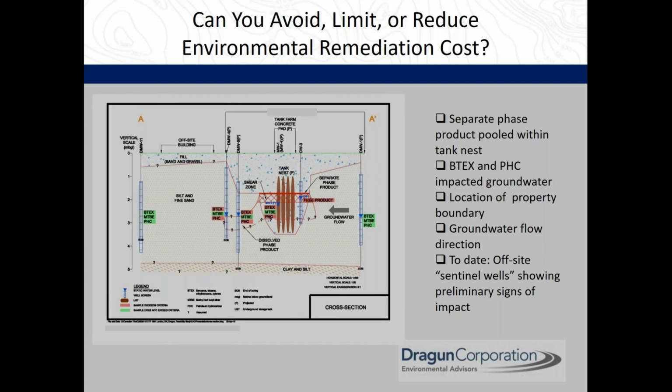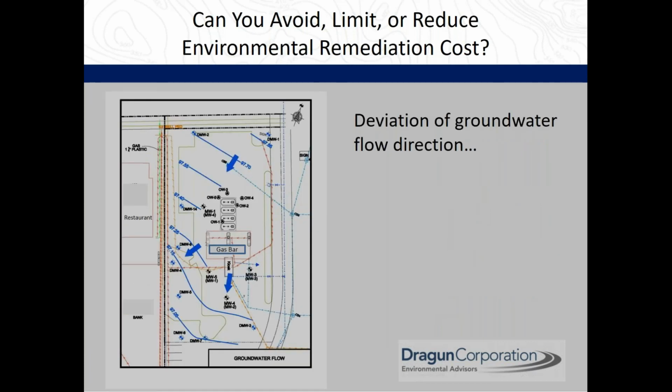So there was a very real concern here that this plume was heading off site and was going to impact another party. Not only was there that concern, the other concern was that there's basements there and we would be looking at a potential vapor intrusion issue. So we had all kinds of issues here.